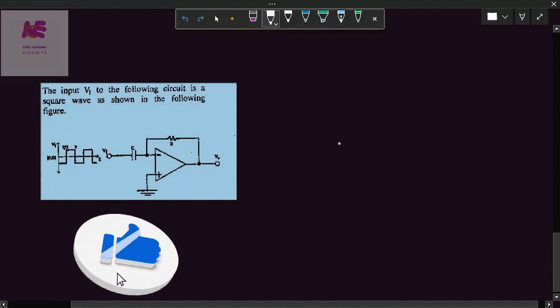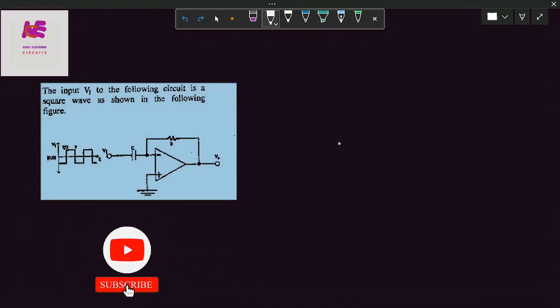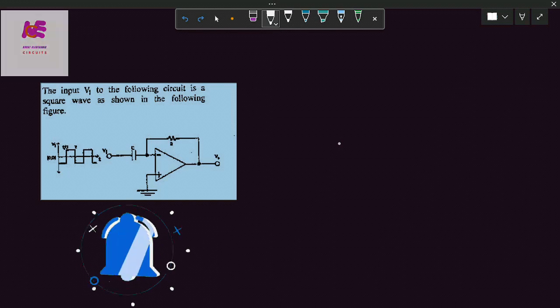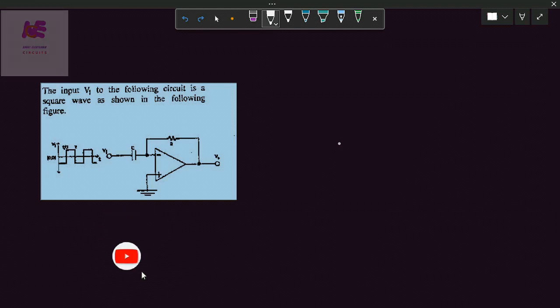Welcome to the channel. In this problem, the square wave input is applied at the inverting terminal of the operational amplifier and we have to predict the output. I am drawing the same circuit.